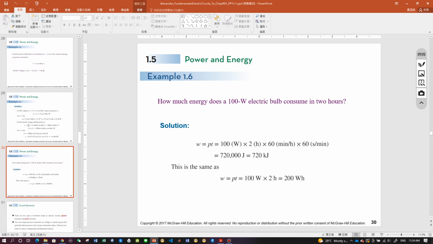Okay, next one. Example: how much energy? This is 2 hours, so this is watt hours. This is the same: P is equal to V times I. We just repeat. It doesn't really matter. I leave this one to you.